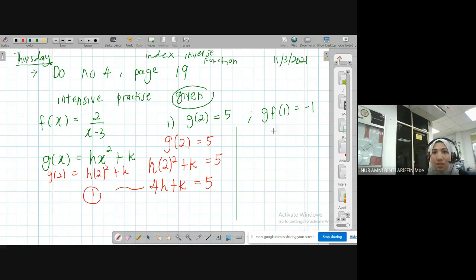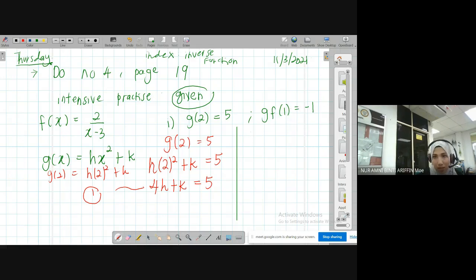Okay, for the second one, siapa yang dah dapat sini? gf(1) equal to -1. Ada yang dah dapat dah? Siapa dapat? This one composite function. Ini adalah nilai gabungan, which is you combine the function of g and the function of f(x). Macam mana cara dia? Okay, caranya adalah you buat gf(1) equal to -1.